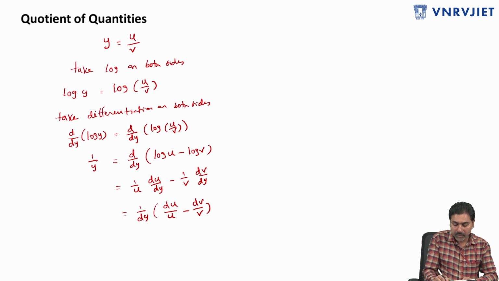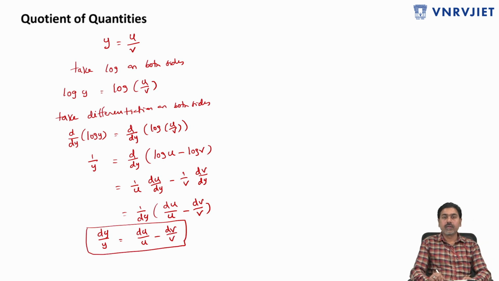When we take this dy to the left hand side, we'll get dy by y is equal to du by u minus dv by v. And this is the relation between the two parameters and the final measurement. So the relation shows the difference of two parameter limiting errors gives the final measured value limiting error.